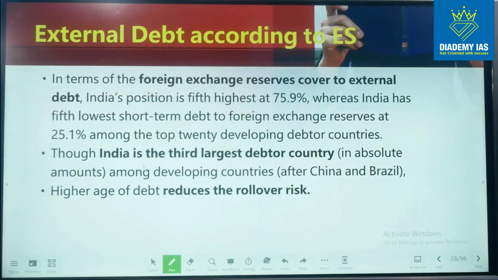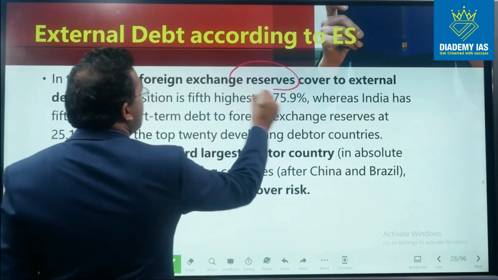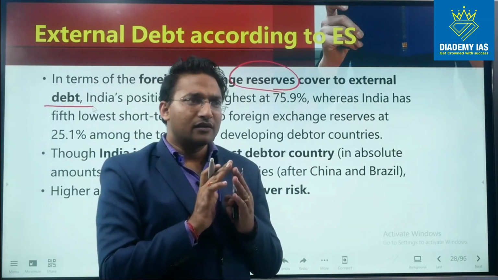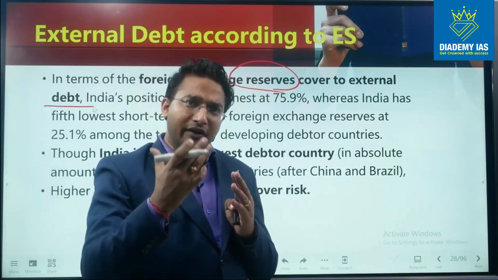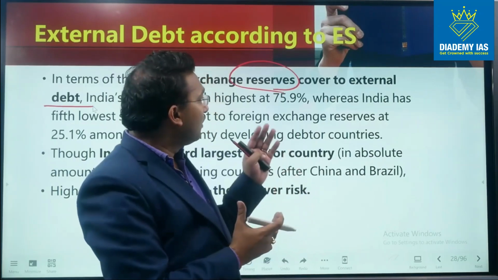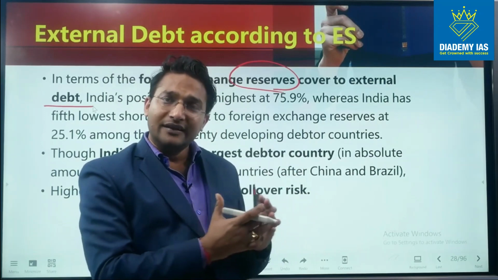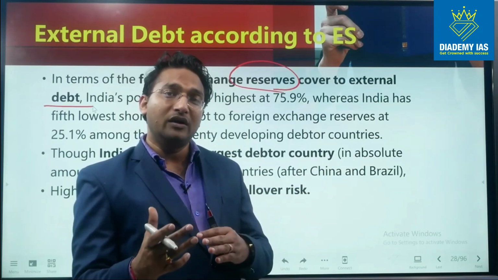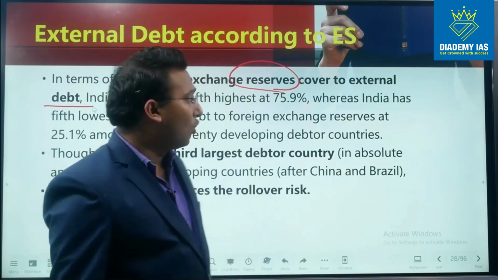Now, external debt according to the economic survey, in terms of foreign exchange reserves cover to external debt, India's position is 5th highest at 75.9%, right? So in terms of foreign exchange reserve to external debt, it means that if we have external debt of 100 rupees, then we already have 75.9 rupees in our foreign exchange reserve. So immediately we can pay 75.9 rupees out of 100 rupees that we have as a loan.